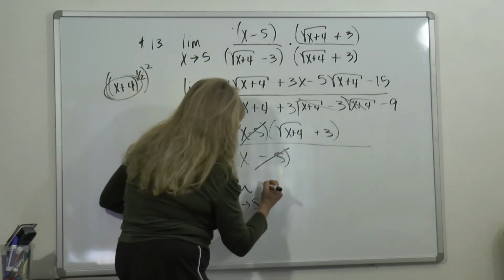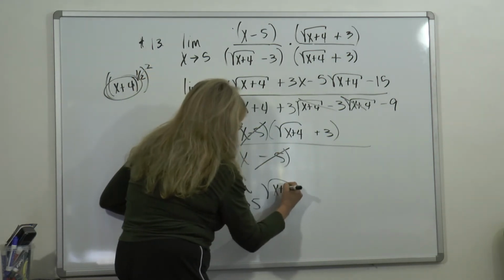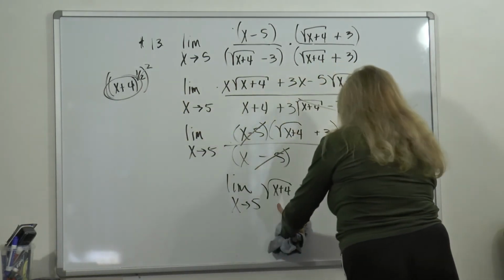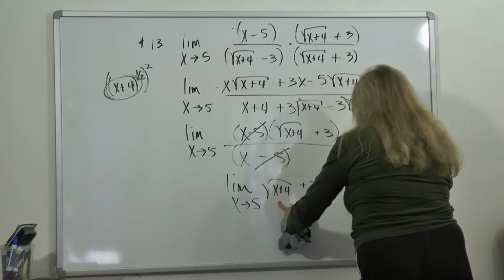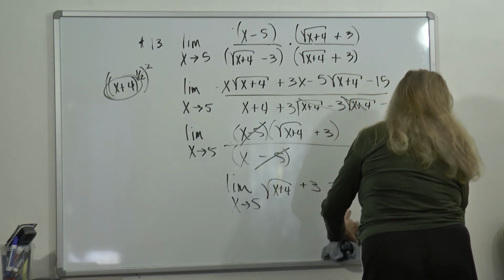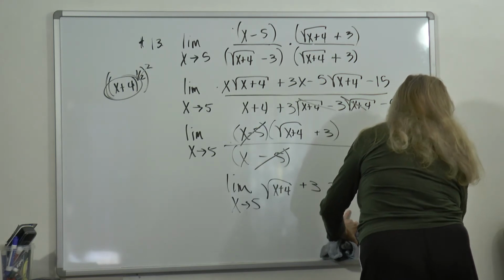So this is just going to be square root of x plus 4 plus 3. So that's just going to be square root, put a 5 in there. So square root of 9 plus 3 is 3 plus 3, which is 6.